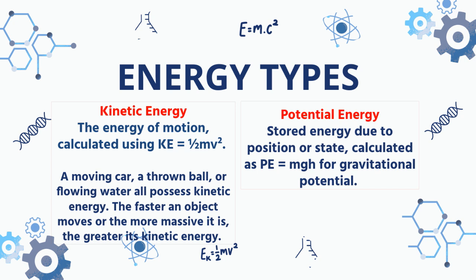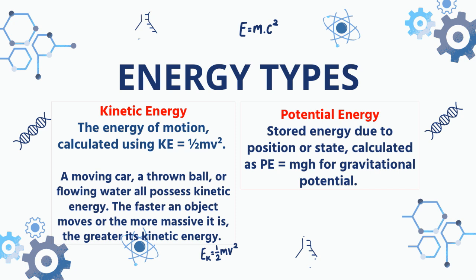Now, moving on to kinetic energy. This is the energy of motion. Whenever something moves, it has kinetic energy. The formula for kinetic energy is KE equals 1/2 times m times v squared. So, the faster an object moves, or the more massive it is, the greater its kinetic energy will be. Think about a moving car, a thrown ball, or flowing water. All of these possess kinetic energy.